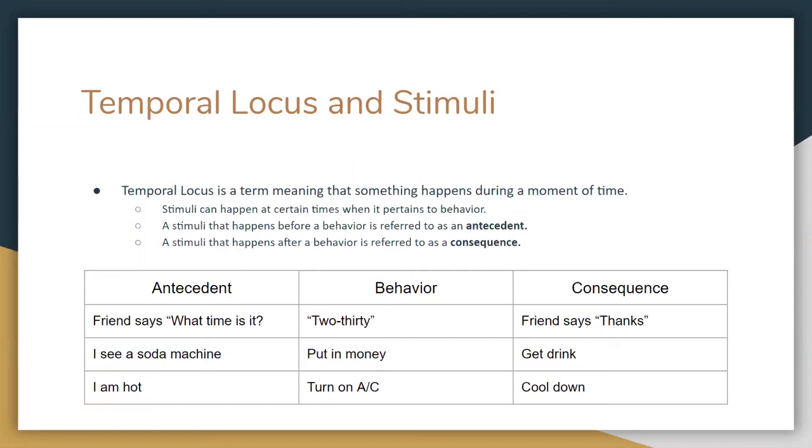Another example is I see a soda machine, so my behavior is to put money in it. My consequence is I get a drink out of the soda machine. And lastly, it could have another antecedent of me feeling hot. My behavior would be to turn on the air conditioning, and the consequence of that behavior is I get to cool down.